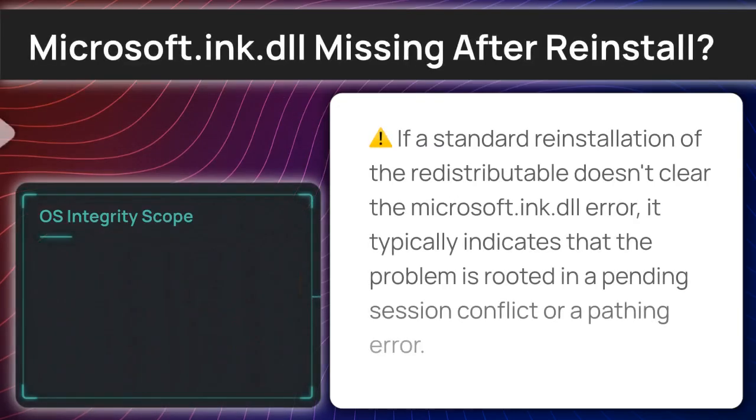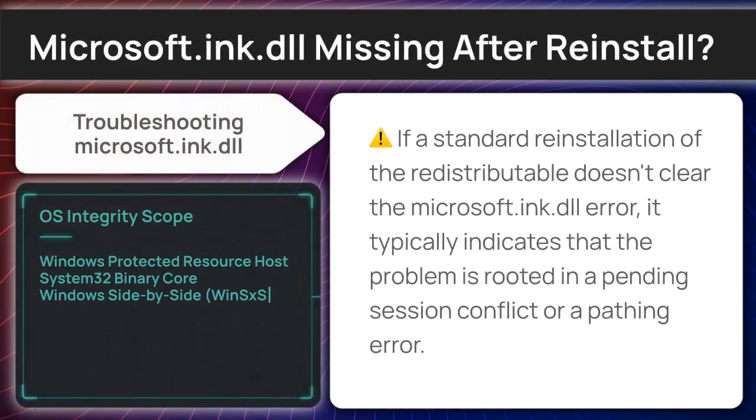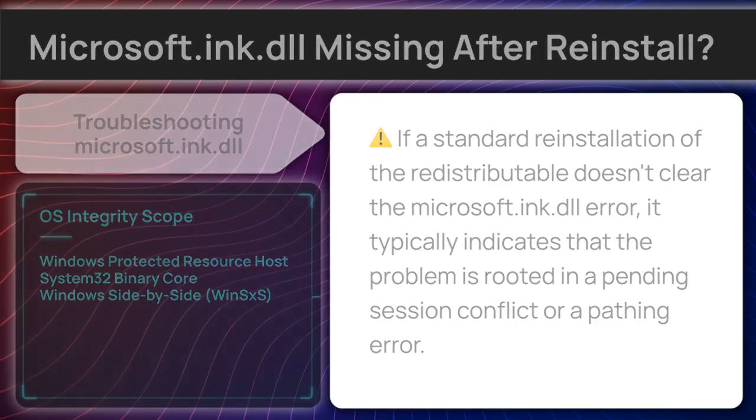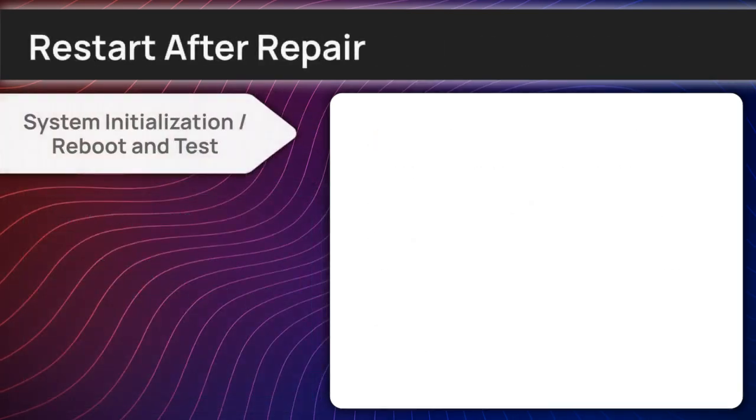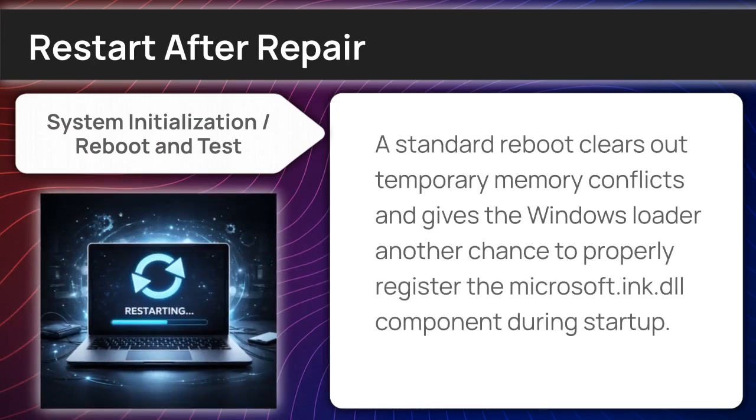Should the file remain missing after a reinstall, we need to ensure that the operating system is forced to re-index its shared library paths. A system reboot is a reliable way to clear away zombie processes that might be interfering with Microsoft.Ink Library. It's a low-impact step that ensures your operating system is starting with a synchronized environment.